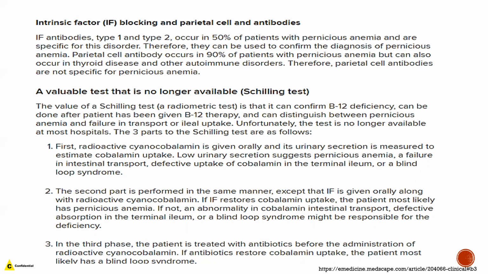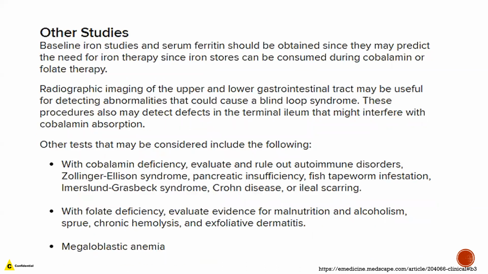The Schilling test, which allows distinguishing pernicious anemia from food cobalamin malabsorption or ileal uptake problems, is no longer available for testing and confirmation of B12 deficiency. Unfortunately, the test is no longer available in most hospitals. Baseline iron studies and serum ferritin should be obtained since they may predict the need for iron therapy, since iron stores can be consumed during cobalamin and folate therapy.